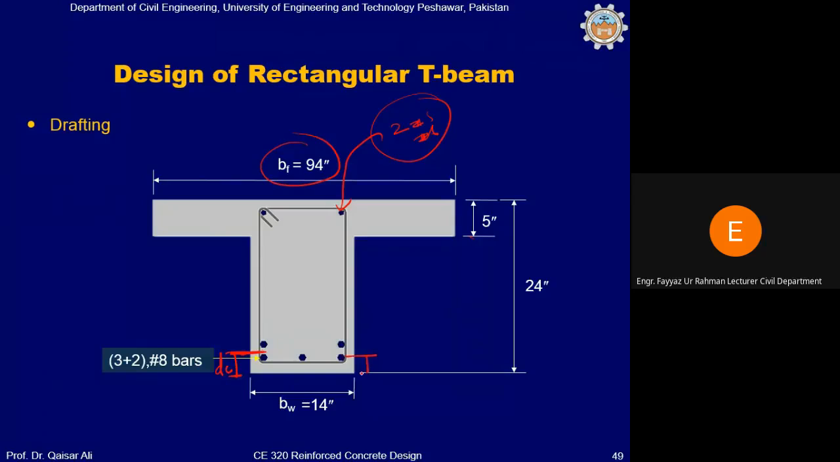So first of all you will calculate the distance to the centroid of first layer, distance to the centroid of second layer. हाँ, न्यूट्रल एक्सिस नहीं, सेंट्राइड फाइंड करेंगे, न्यूट्रल एक्सिस इज समथिंग एल्स। सेंट्राइडल एक्सिस। ओके, सो d1 कितना होगा?